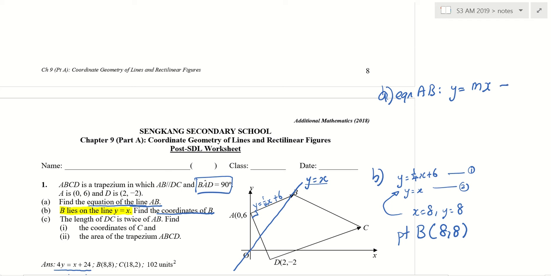y equals mx plus c. Very good. Absolutely correct. Whenever I look at this, I only need to find two things. What are they? Gradient. Very good. I will find my gradient first, then I will find the y-intercept. Now, let's try.